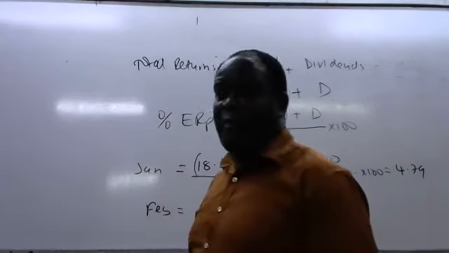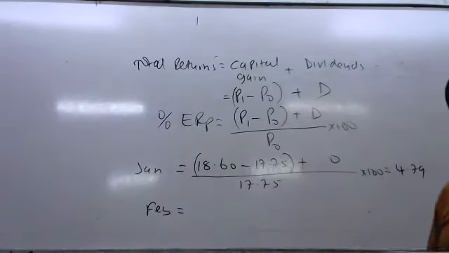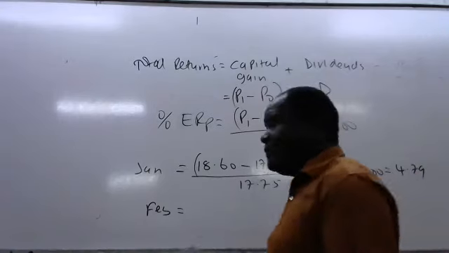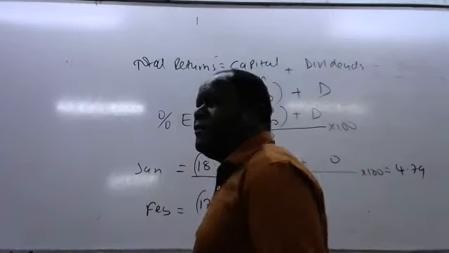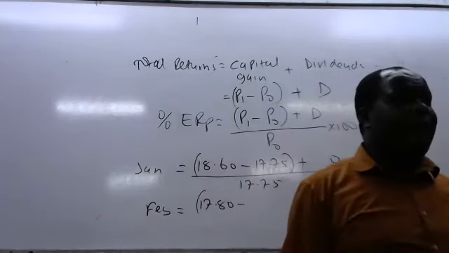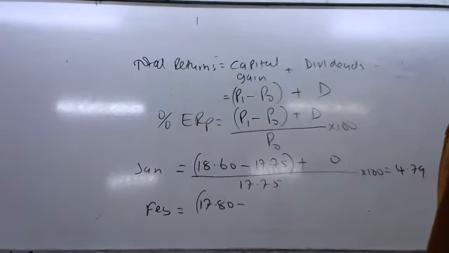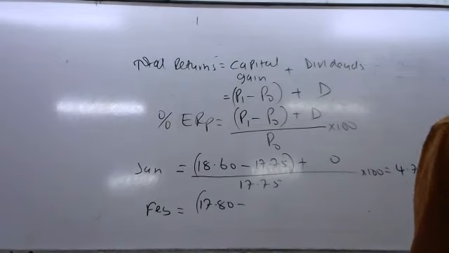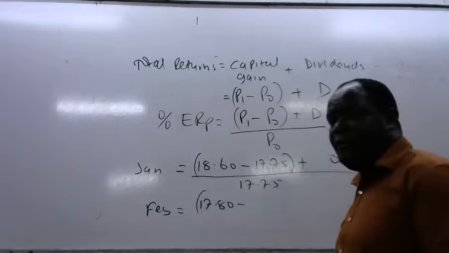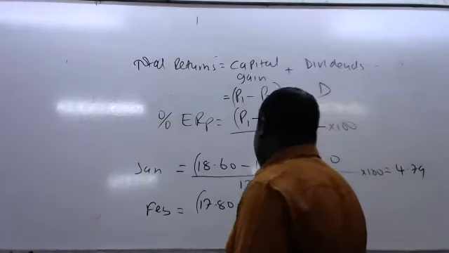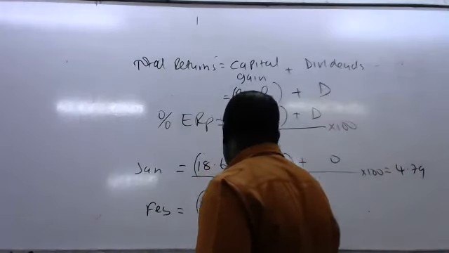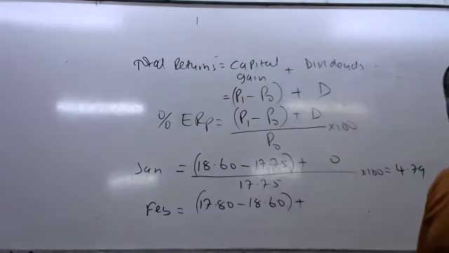So February, what is the closing net asset value for February? This is 17.80. Then the closing for January is the opening for February. So what was the closing net asset value for January? Yeah, so the closing for January is the opening for February. So this is 18.60.